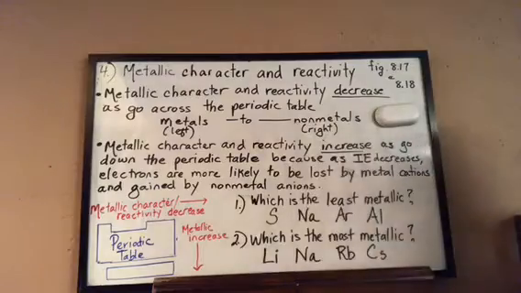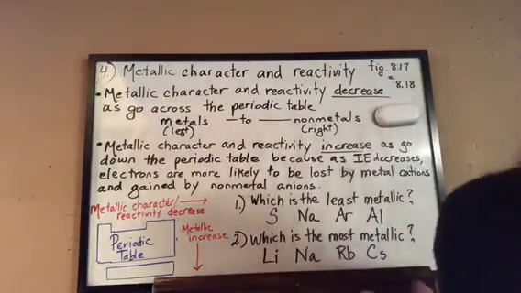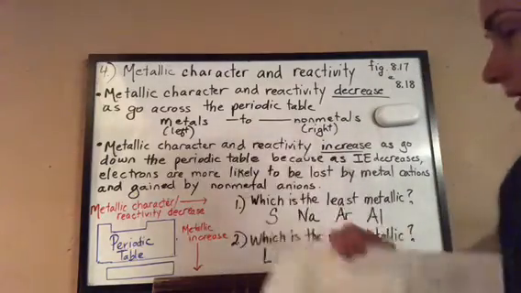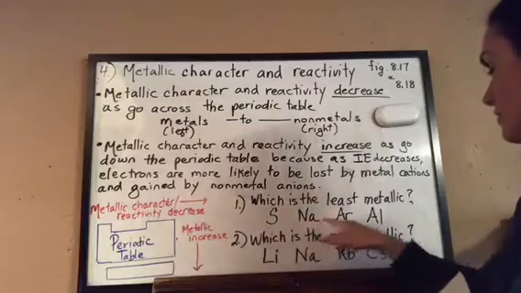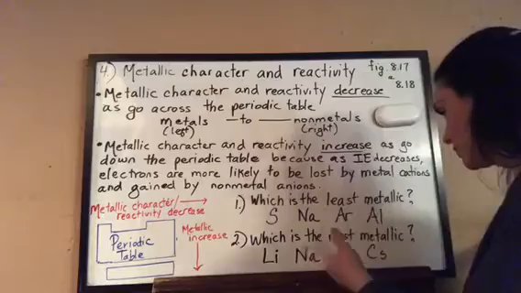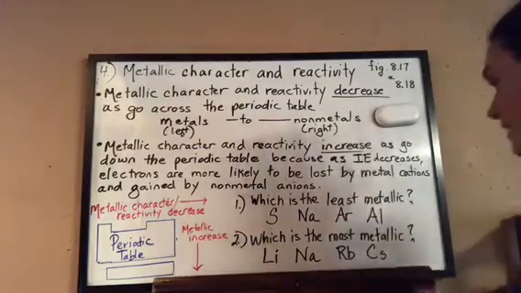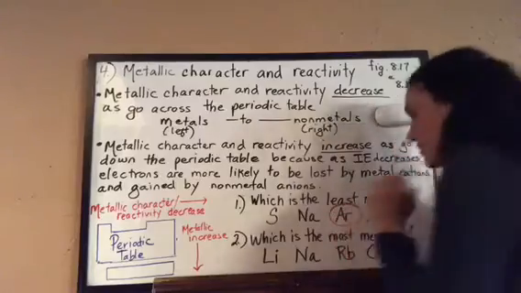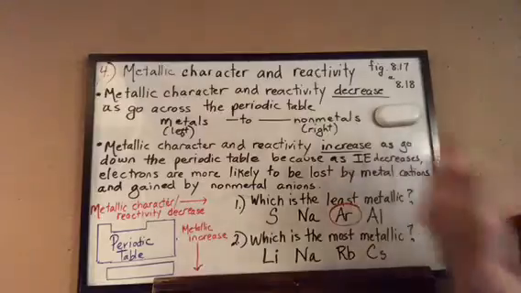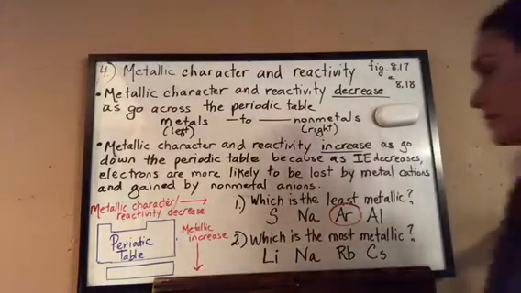All right, so let's compare four elements and see which one is the least metallic, okay? Sulfur, sodium, argon, aluminum. Well, right away you should know two of them aren't even metals. So the one that is the least metallic would be the noble gas argon, because it's not a metal. It's a noble gas. Okay, so as we go across the periodic table, metallic character decreases.